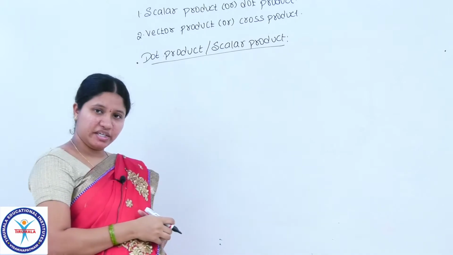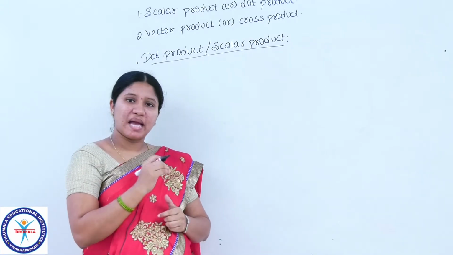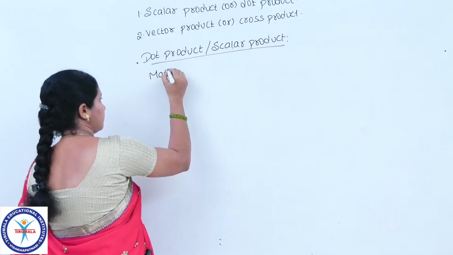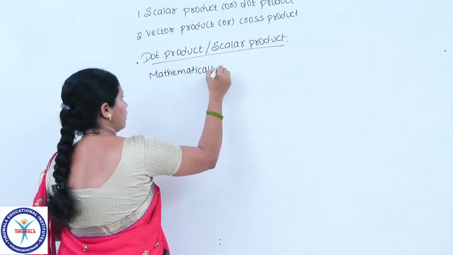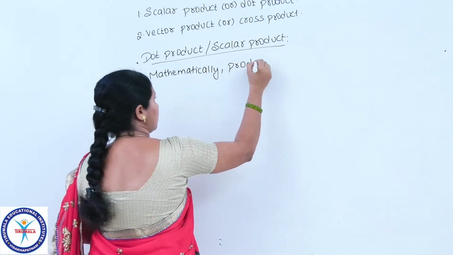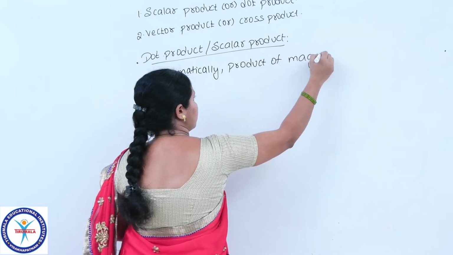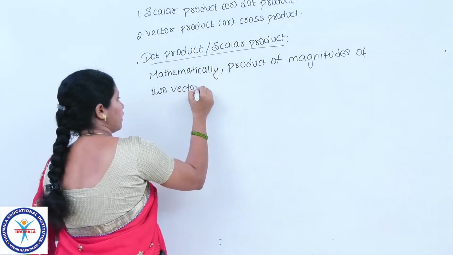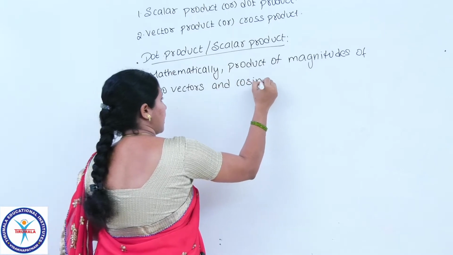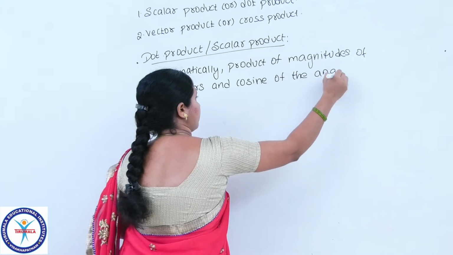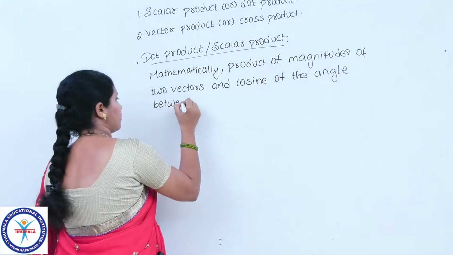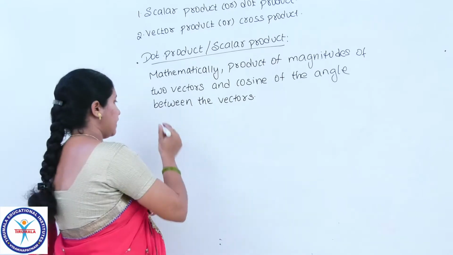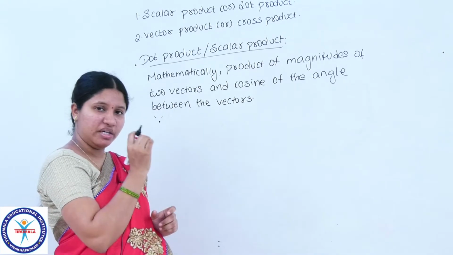Mathematically, we can define the dot product as the product of magnitudes of the 2 vectors and cosine of the angle between the vectors, and we represent the dot product by using the symbol dot in between 2 vectors.